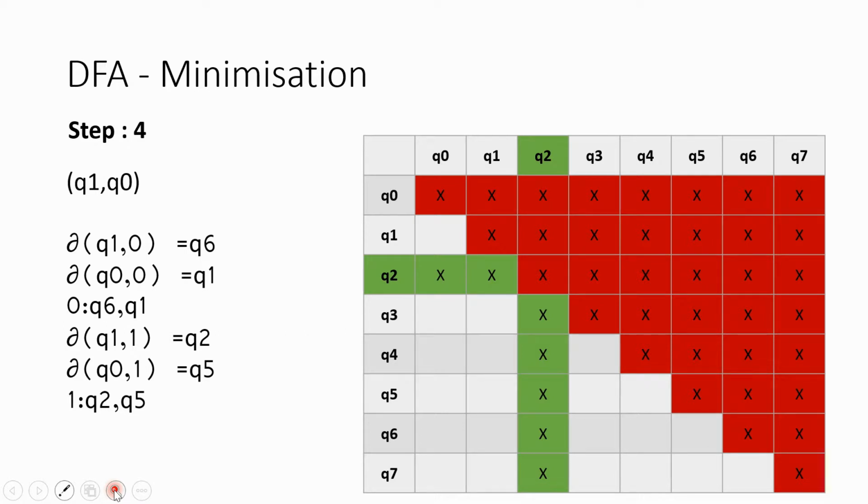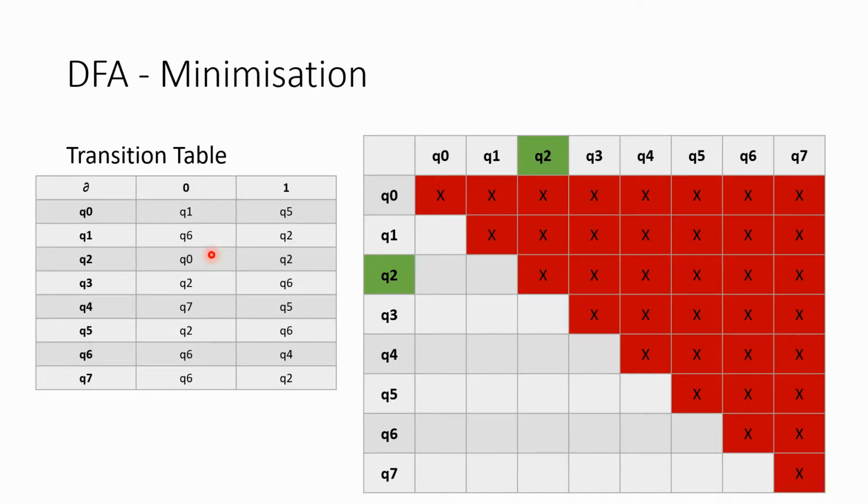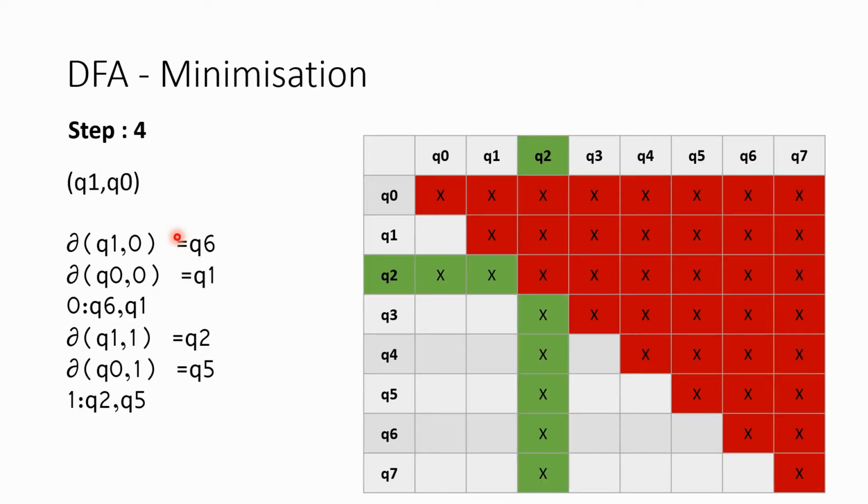So our step 4 is to select a tuple set and find the transition function for those sets. The first tuple set which is left unmarked is Q1 and Q0. The transition function for Q1 on the input 0 is Q6, which we can take from the transition table. Q1 for the input 0 is Q6.